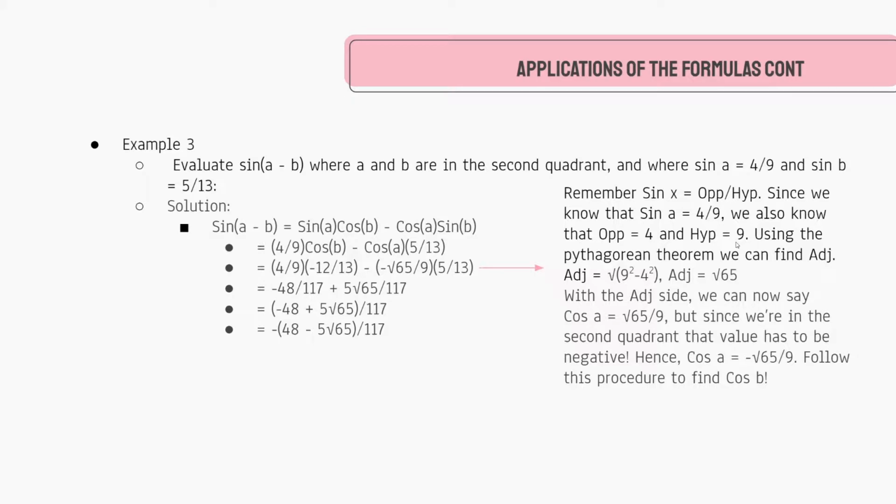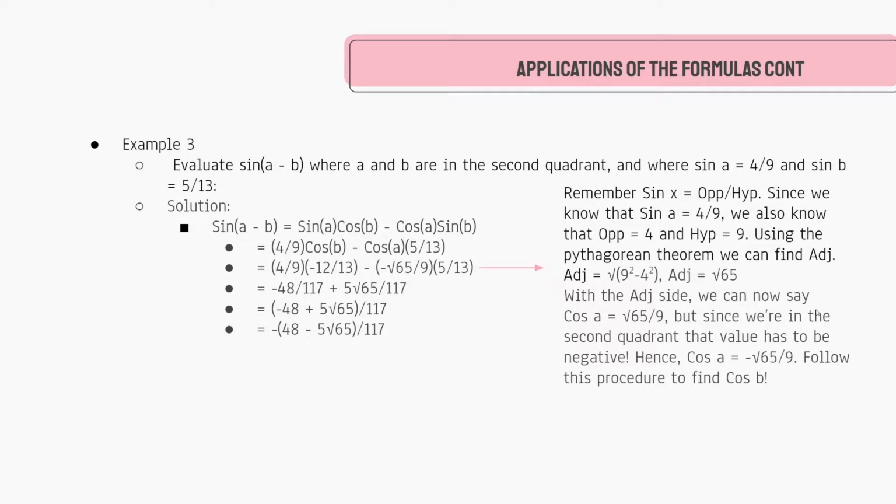Using the Pythagorean theorem, we could actually find our last side, which would be the adjacent side. So the way we find it is, of course, just applying the formula of a squared is equal to b squared plus c squared. So in our case, I just rewrote it as the adjacent side is equal to the square root of our hypotenuse squared minus our opposite side squared, which would lead us to have the adjacent side equal to square root of 65.